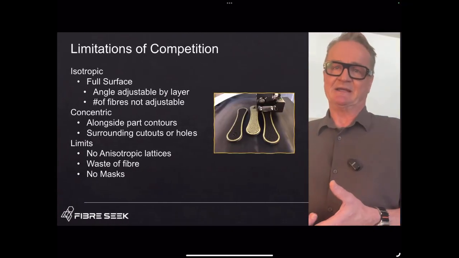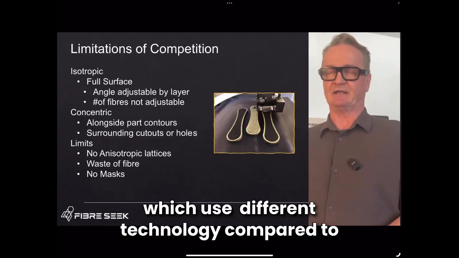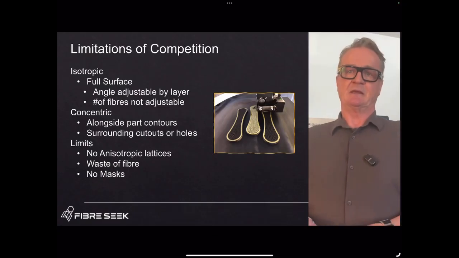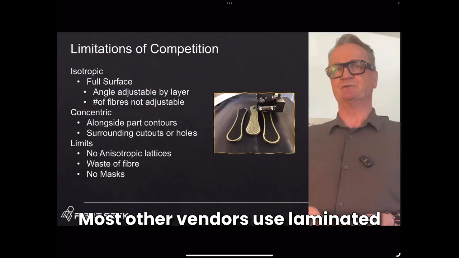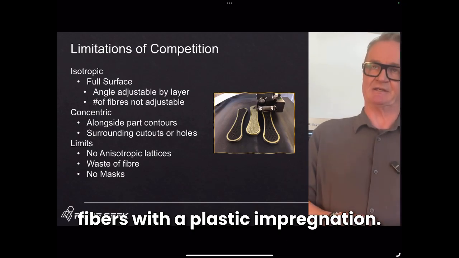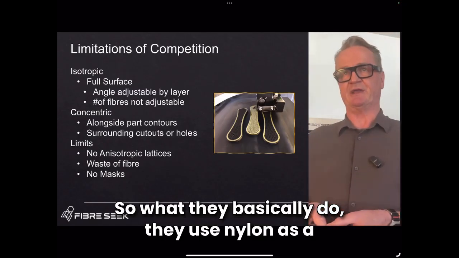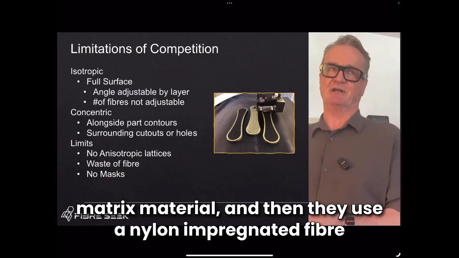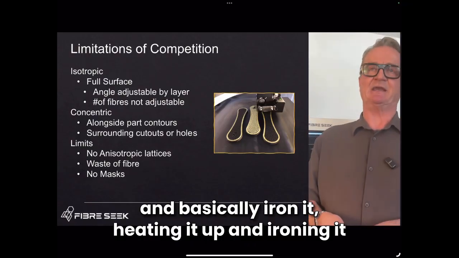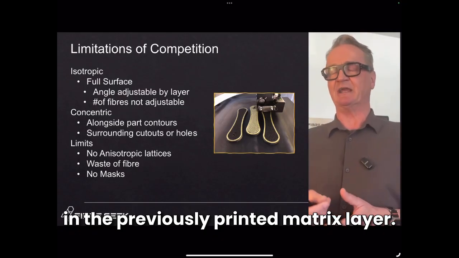So let's move forward. There are just a few competitors outside which use a different technology compared to our continuous fiber co-extrusion. Most other vendors use laminated fibers with a plastic impregnation. So what they basically do, they use nylon as a matrix material, and then they use a nylon impregnated fiber and basically iron it, heating it up and ironing it in the previously printed matrix layer.